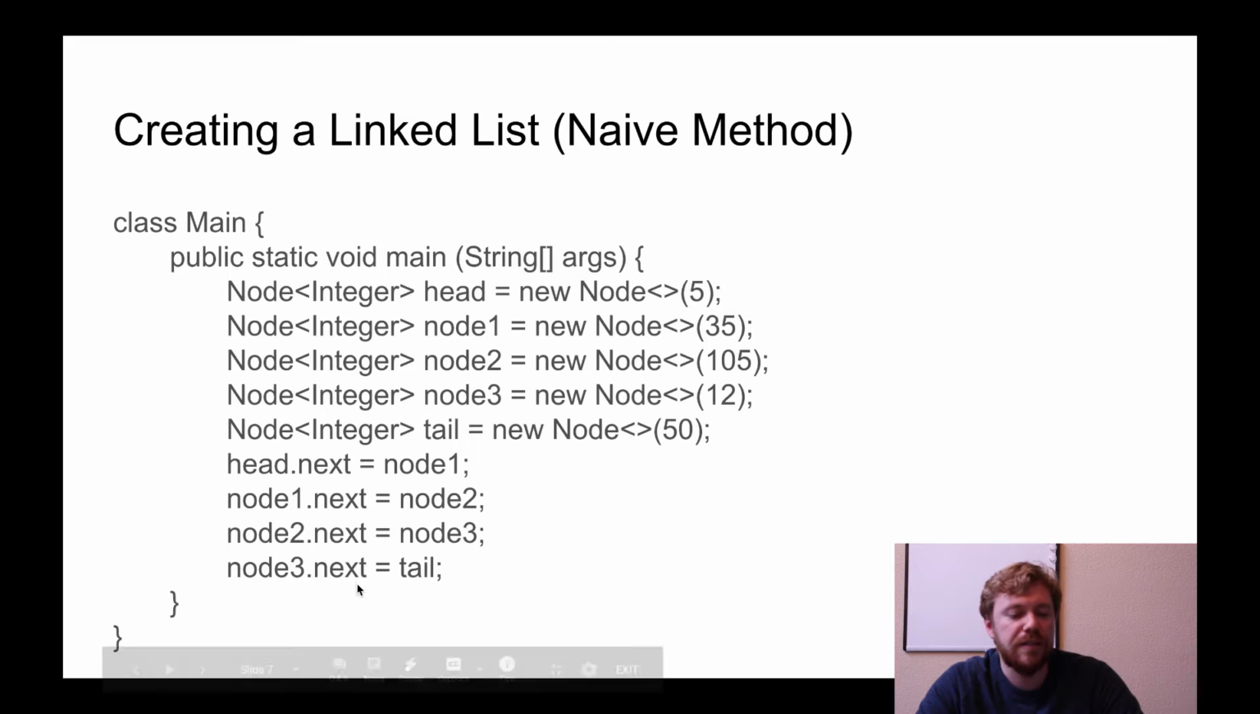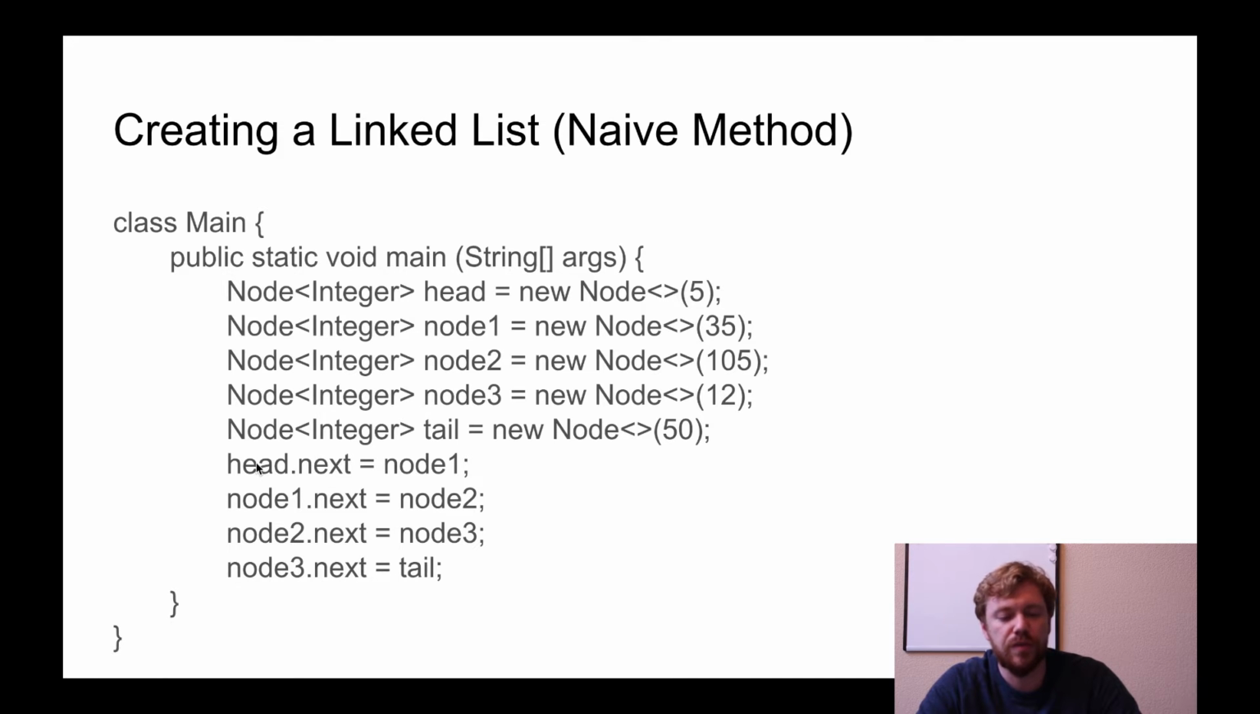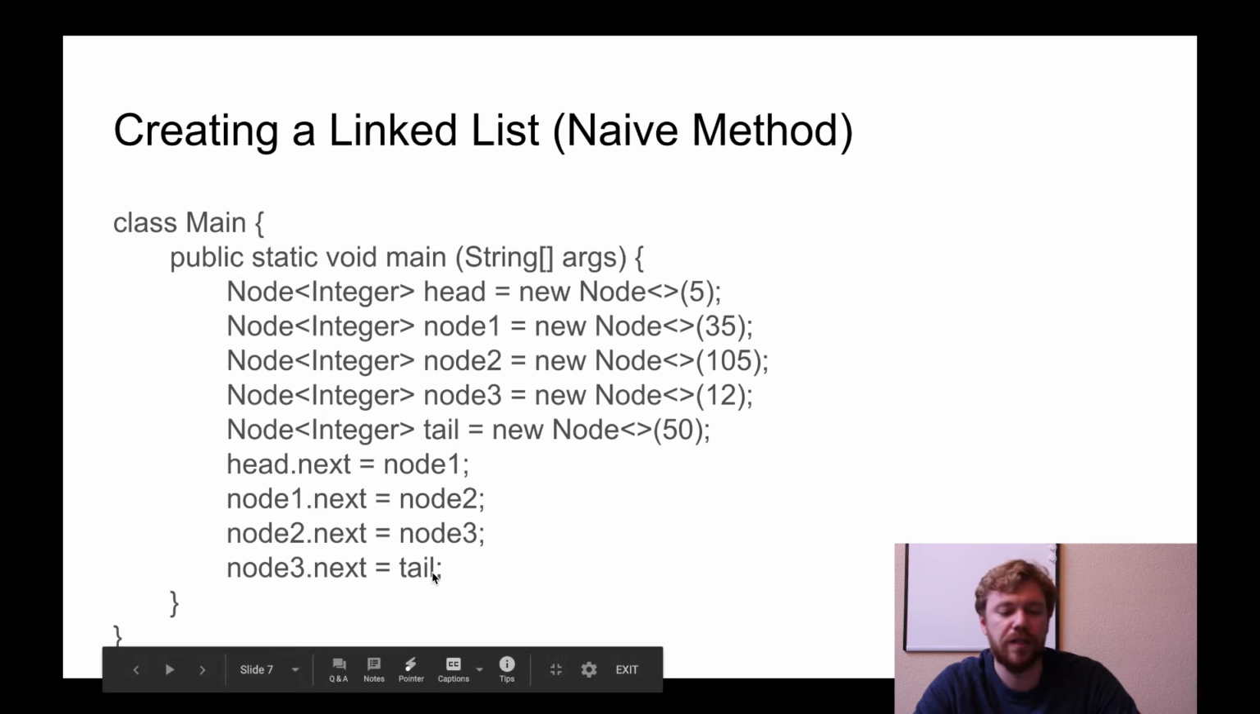And then I set the appropriate next reference variables. So head.next will equal node 1. Node 1.next will equal node 2. Node 2.next will equal node 3. Node 3.next will equal the tail. And then this creates basically your chain, the linked list, right, chained together.